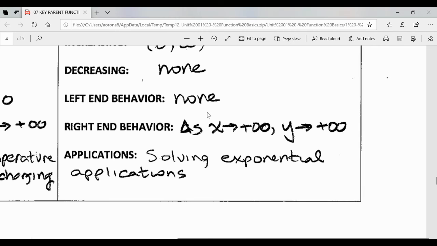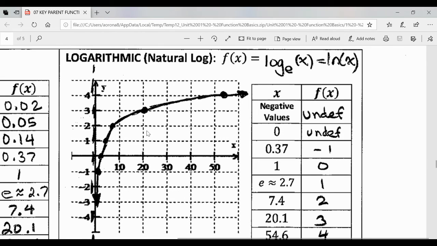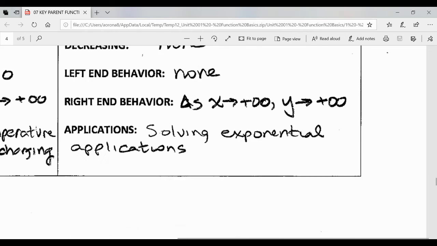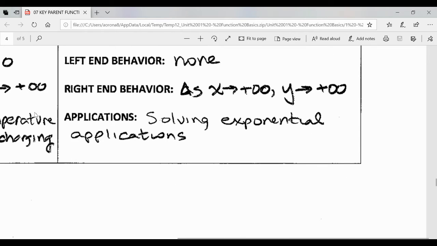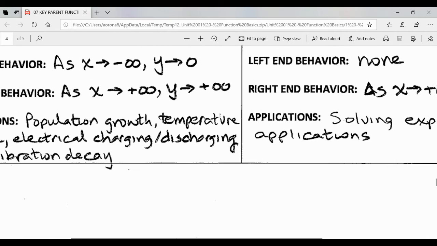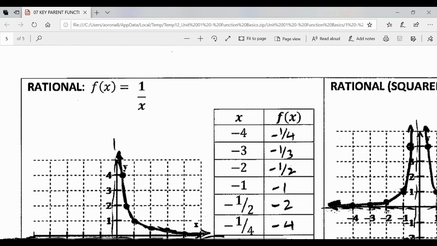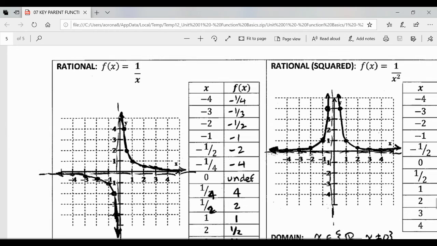Now be careful here because if you look at the graph, it kind of looks like it's leveling off, but it actually is still increasing very, very slowly. So the right side would still be going to positive infinity. Okay, left side, it gets stopped here at 0, so there's nothing going on there. Properties involve solving exponential applications because it is the inverse of exponential, and they are directly tied together. I believe it also has to do with you can measure earthquakes using logarithms as well. So that's something else if you're interested in, you're welcome to look up.